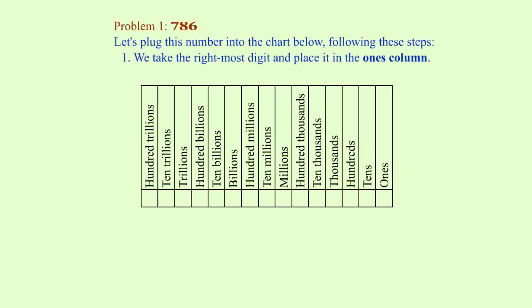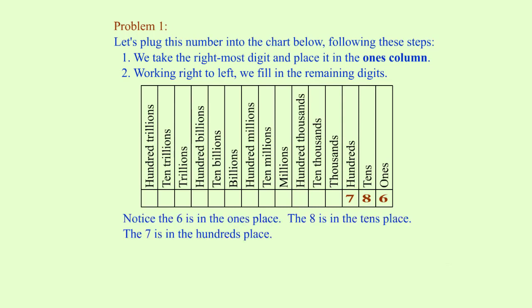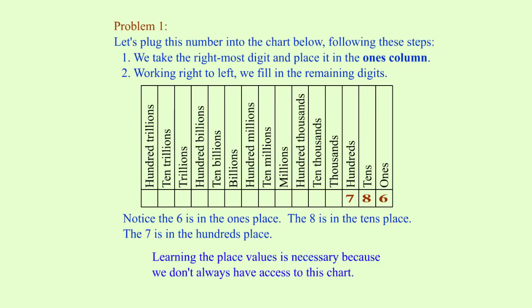Let's plug this number into the chart below following these steps. 1. We take the rightmost digit and place it in the ones column. 2. Working right to left, we fill in the remaining digits. Notice the 6 is in the ones place, the 8 is in the tens place, and the 7 is in the hundreds place. Learning the place values is necessary because we don't always have access to this chart.